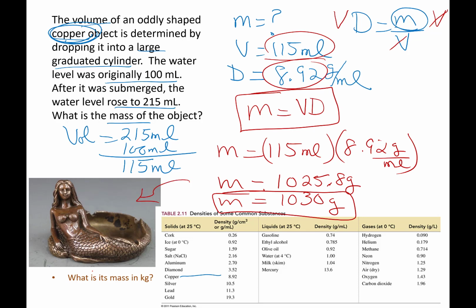And one last question. If you were asked to put that in kilograms? Can you do that? Absolutely, you can do that. That's not a big deal. Going from grams to kilograms, you move that decimal 3 places. 1.03 kilograms.